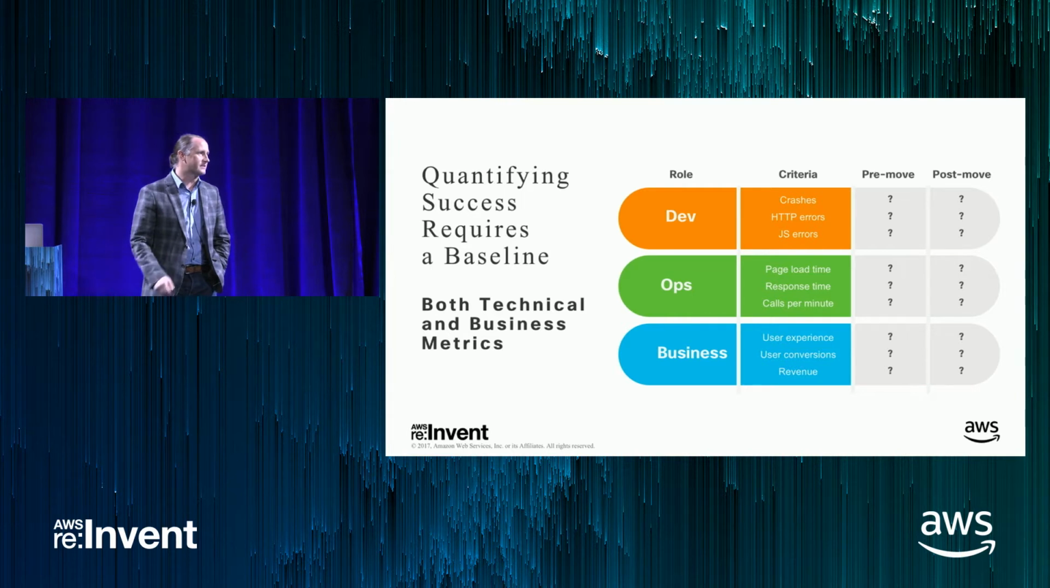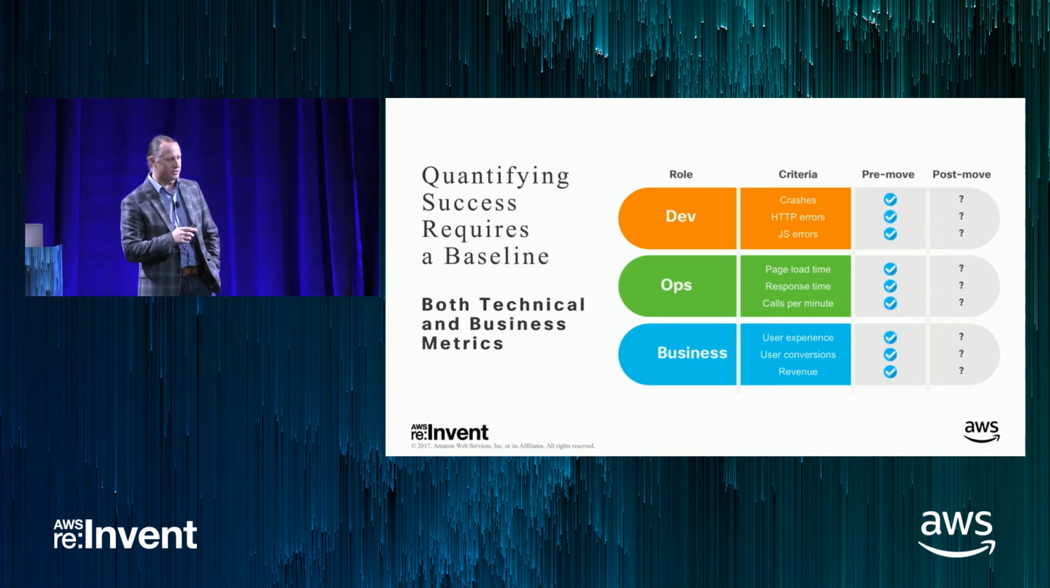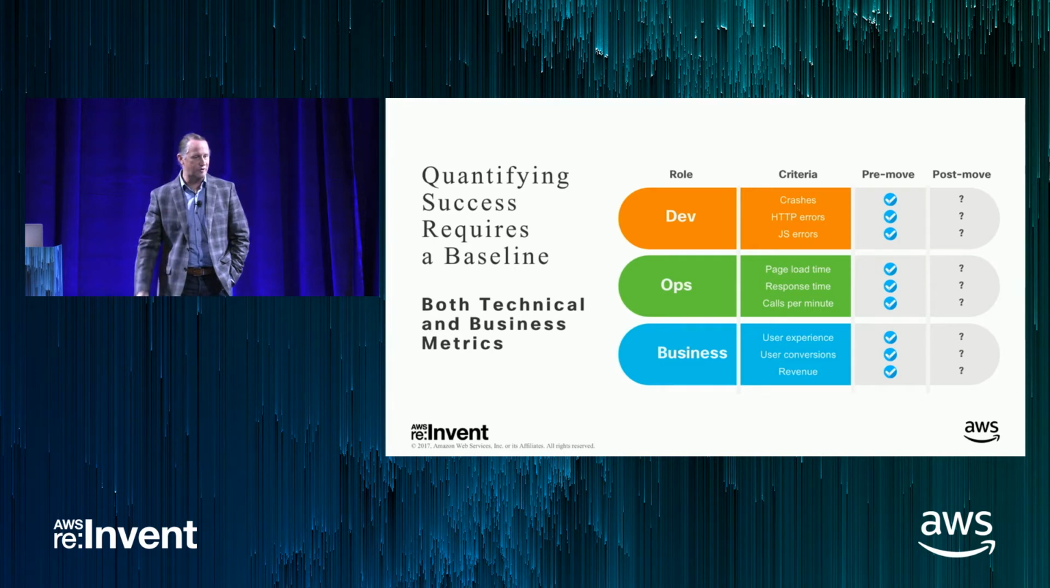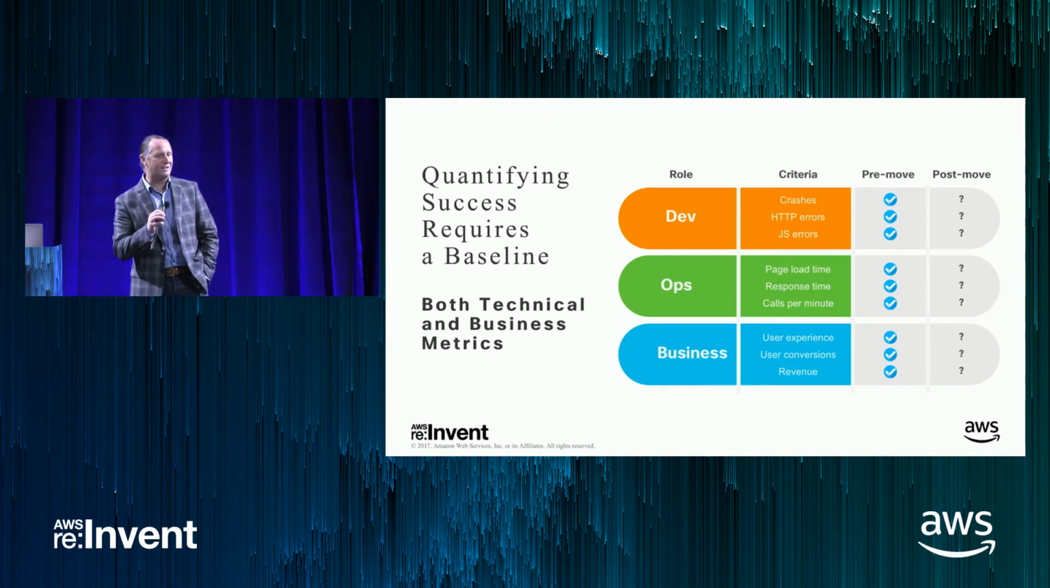So quantifying success, we need a baseline. I mentioned all those interested parties before: dev, ops, business. They each have their own different interests. Devs want to know about errors, 404s, when things get unlinked when you move it. The ops guys want to see technical metrics. I want to know, did the web server respond in a fast enough time? And you're looking at things like disk IOPS and milliseconds of page loads.